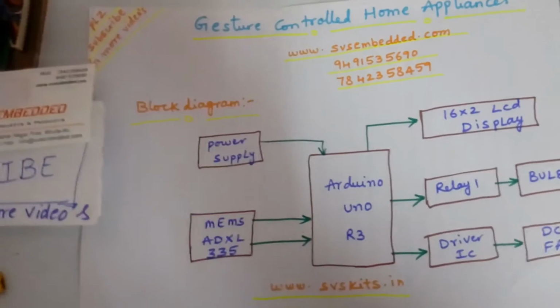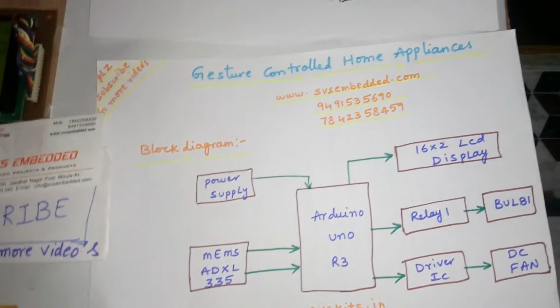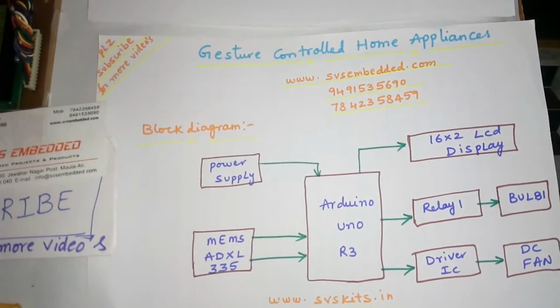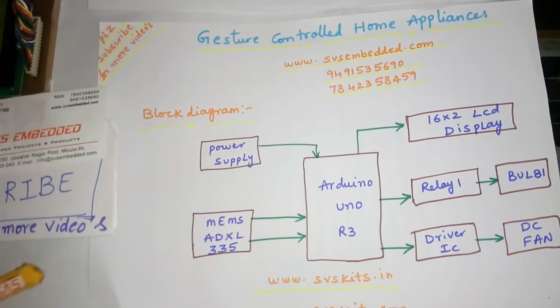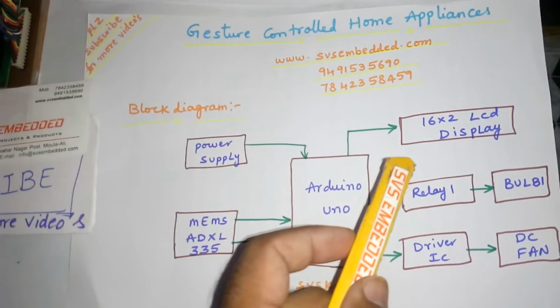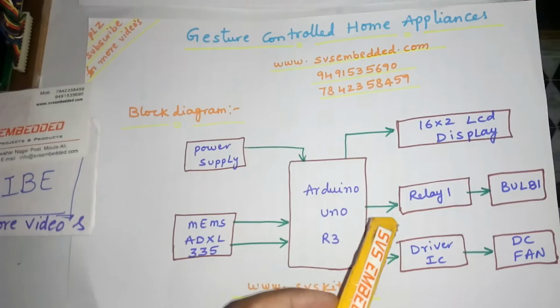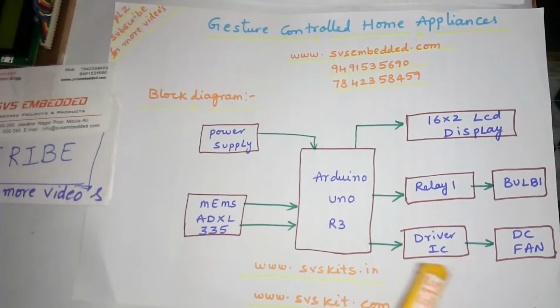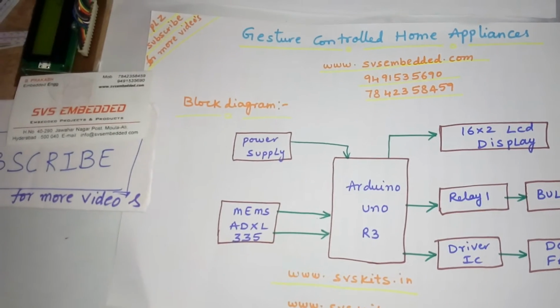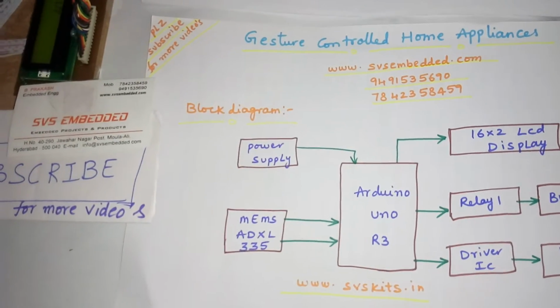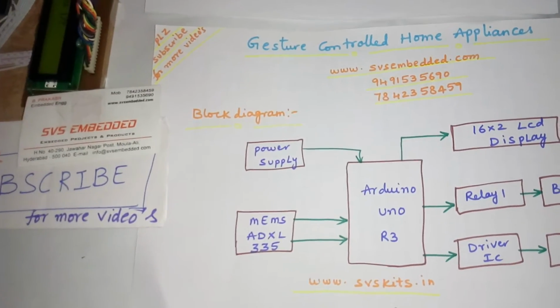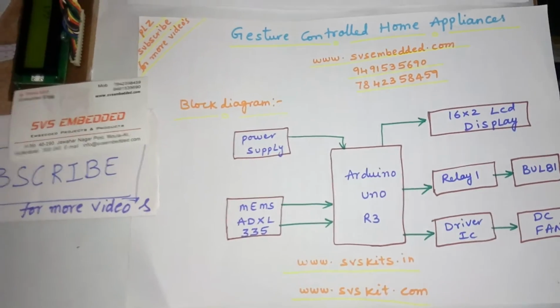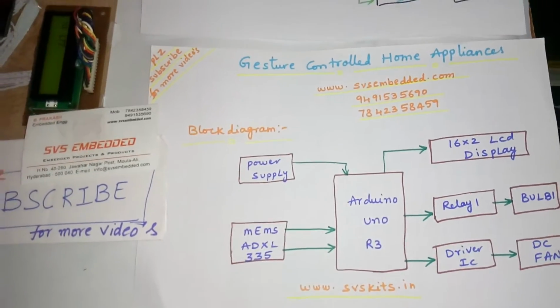The project title is Gesture Controlled Home Appliances using Arduino Uno R3. Here I am using an Arduino Uno R3, one 16x2 LCD display, relay 1, bulb 1, driver AC, one DC fan, and a MEMS accelerometer sensor, the ADXL335. It's an ADC based sensor.